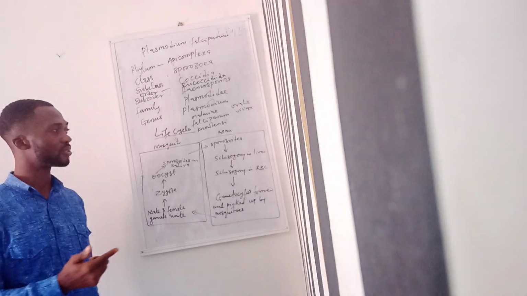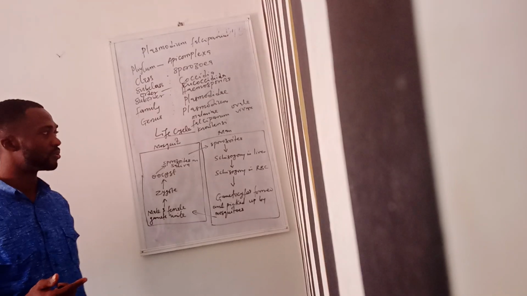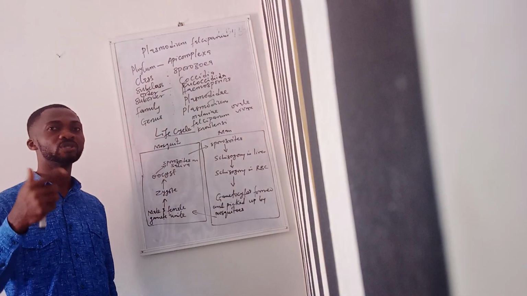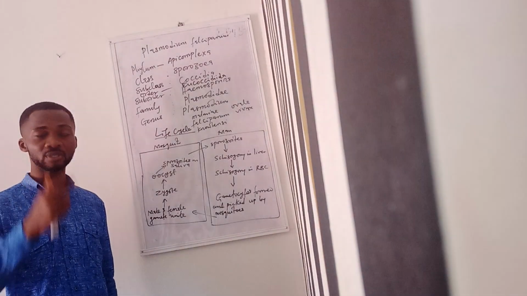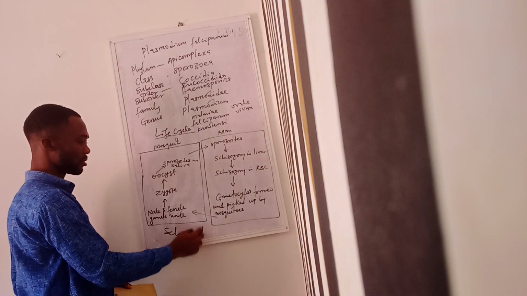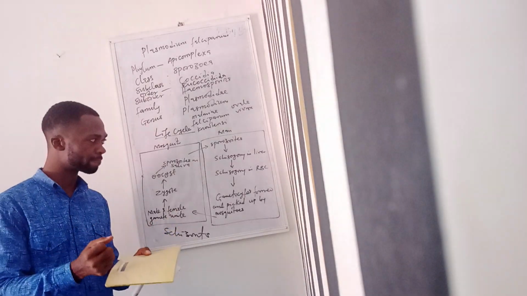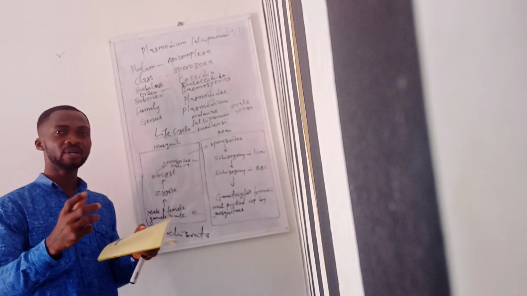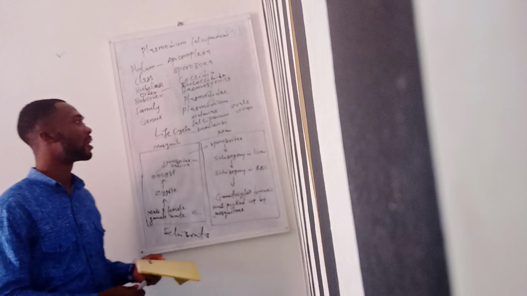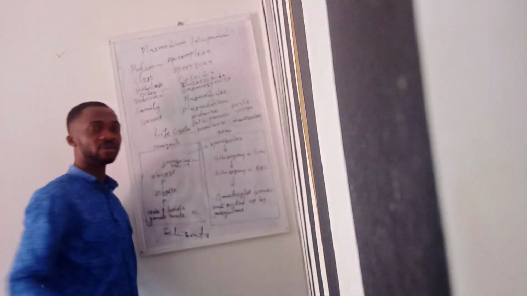Now, the sporozoites in the liver actually grow and multiply, and by the time they grow and multiply, they develop into what is now called the schizonts. So the sporozoites develop into mature schizonts. Now, when these schizonts are mature, what they now do is that they rupture the liver cells, and once they rupture the liver cells, they are now being released into the red blood cell as merozoites.